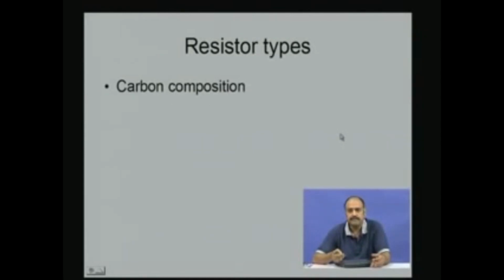There are different types of resistors. One is the carbon composition resistor, the way it is made. You have the metal film resistor, wire wound resistors and such, and many more types.